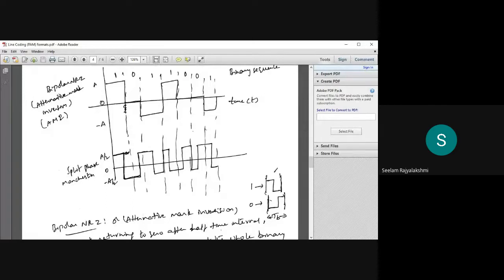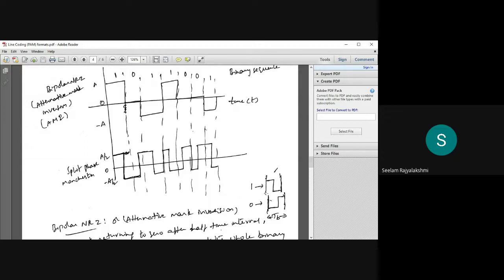Now let us discuss another one. We have already discussed bipolar NRZ, or alternate mark inversion, AMI. Now we will discuss split phase Manchester. In split phase Manchester, we use 2 kinds of pulses, 2 kinds of waveforms. If I want to transmit 1, we use this symbol, and if I want to transmit 0, the symbol is like this.